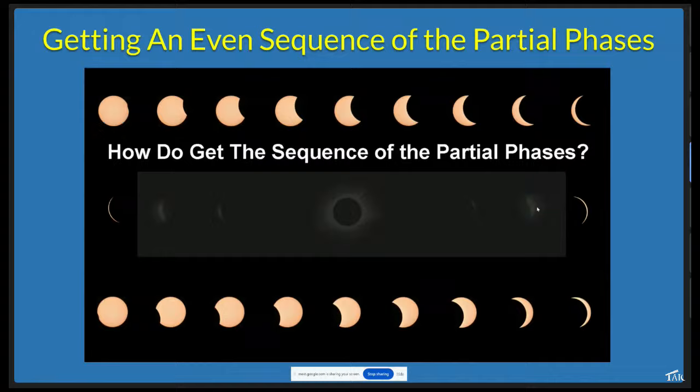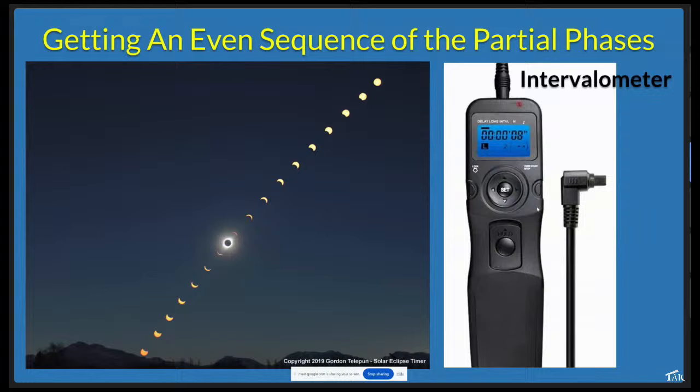Let's talk about that. Most people think about using an intervalometer. Certainly most photographers will think about setting up an intervalometer to automatically take their exposures for the partial phases. And that's fine. They can pick the time they want the interval to be. They have to shut off the intervalometer at totality. They have to remember to remove their solar filters. They have to change their shutter speeds. And then after, they have to restart the intervalometer.